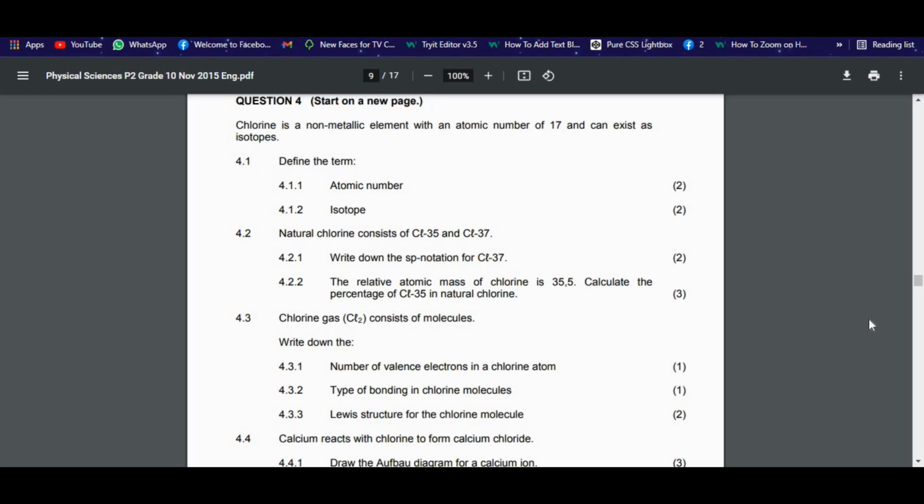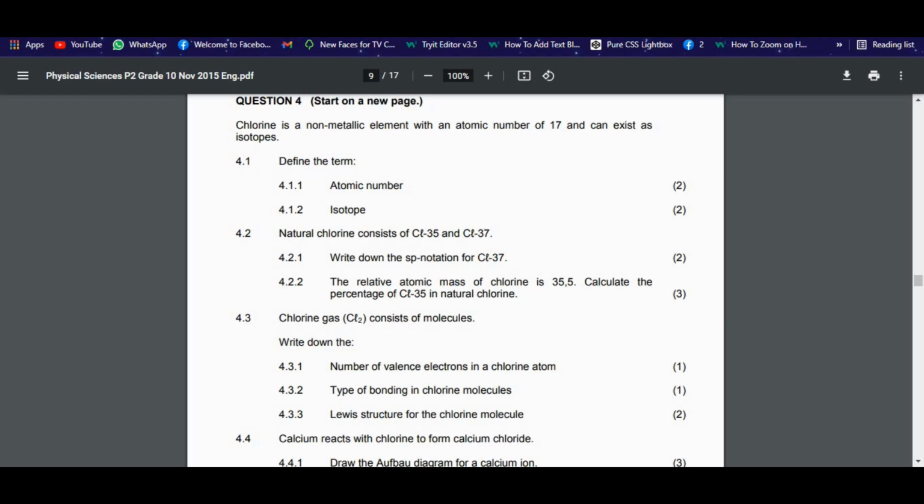Now, chlorine is a non-metallic element with an atomic number of 17. Of course, when you're doing this paper, you'll have your periodic table with you. Now it has atomic number of 17 and can exist in isotopes. So define the term atomic number as well as define the term isotope. Now isotope you're usually concerned with only in grade 12 when we do organic chemistry. And I'm not sure if we have touched on that term in this year's syllabus. But I will share it with you.